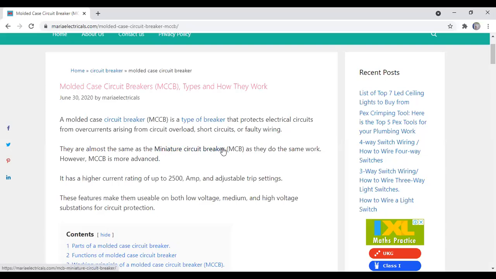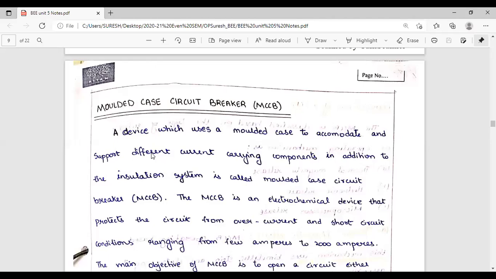MCB is designed only for lesser ratings, less than 100 ampere, like that. But MCCB is designed for very high current, that is 2500 ampere. It is more advanced when compared to MCB. So what does MCCB consist of? See here, I already told. It consists of different current carrying components along with the insulation system, and that is called a molded case circuit breaker.